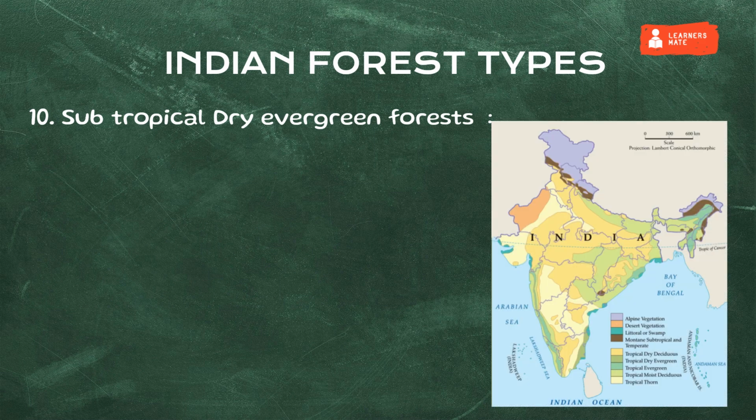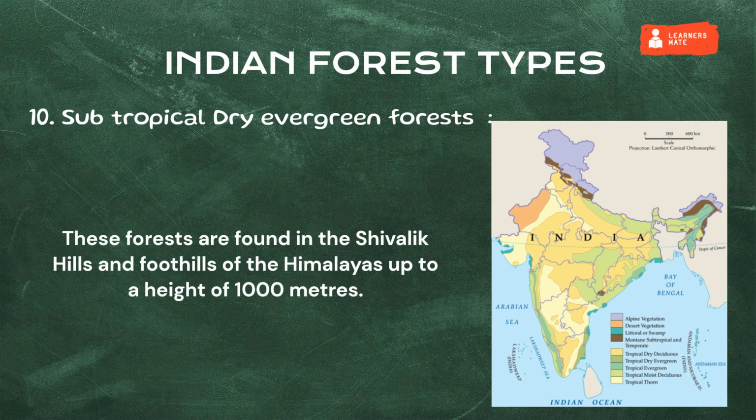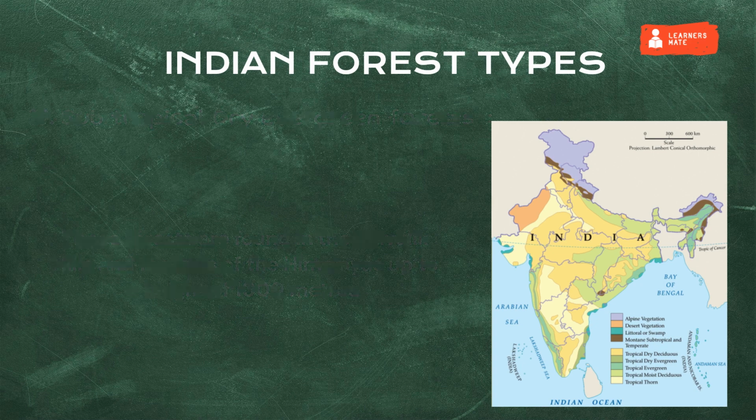Subtropical dry evergreen forest. Dry evergreen forests normally have a prolonged hot and dry season and cold winter. It generally has evergreen trees with shining leaves that have a varnished look. These forests are found in the Shivalik Hills and foothills of the Himalaya up to a height of 1000 meters.